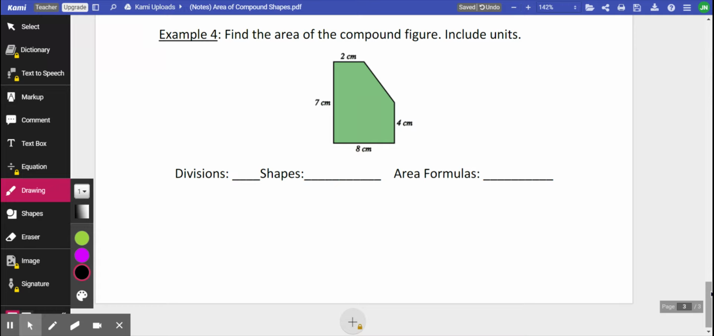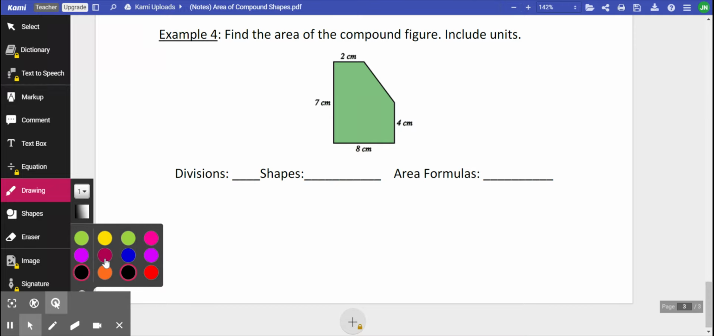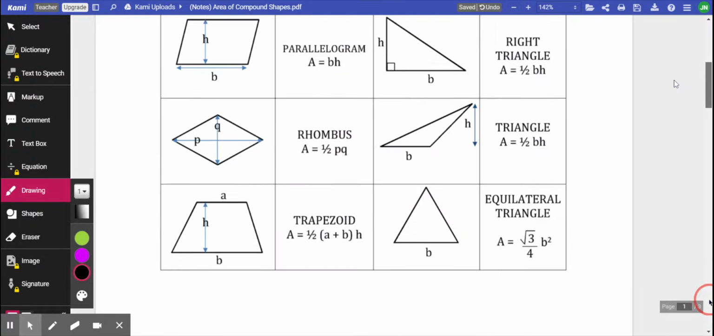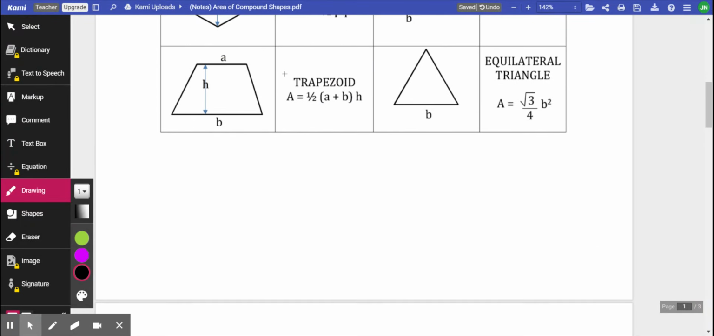I'm going to go ahead and you can make 3, 4, 5, 6, however you want. I'm going to go ahead and make 2 divisions only because I recognize this top shape. I mean, if you don't remember what it is, we actually already have a formula for that top shape. That top shape is called a trapezoid.